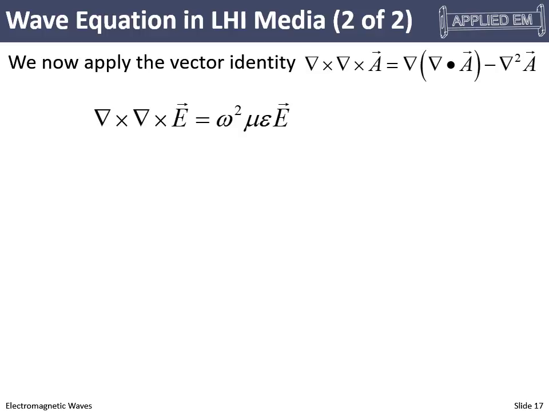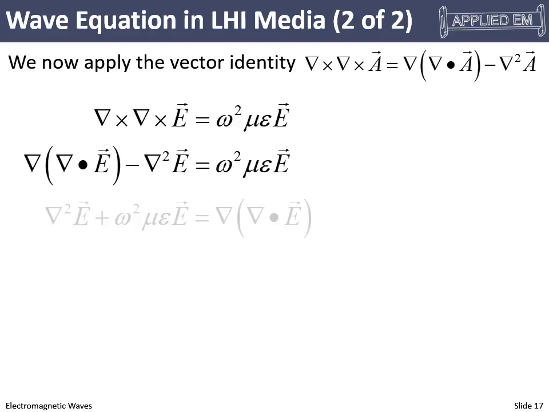There's a vector identity that we discussed way in the beginning of the course of how we can express this double curl operation as the gradient of a divergence minus a vector Laplacian. So let's apply that vector identity to our current wave equation where we have this double curl. So we replace the double curl with the gradient of the divergence minus the Laplacian. Then we rearrange terms a little bit. We leave this vector Laplacian on the left. We'll bring over the omega squared mu epsilon E term to the left and move this gradient of the divergence term over to the right.